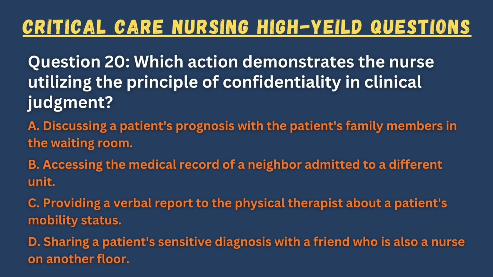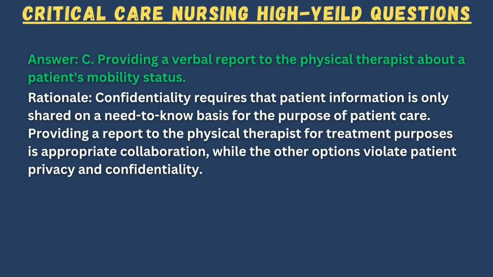Question 20. Which action demonstrates the nurse utilizing the principle of confidentiality in clinical judgment? A. Discussing a patient's prognosis with the patient's family members in the waiting room. B. Accessing the medical record of a neighbor admitted to a different unit. C. Providing a verbal report to the physical therapist about a patient's mobility status. D. Sharing a patient's sensitive diagnosis with a friend who is also a nurse on another floor. Answer: C.